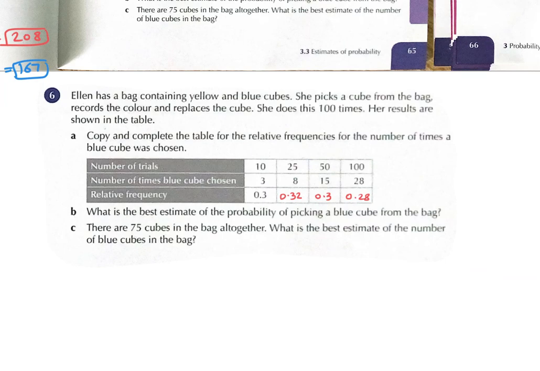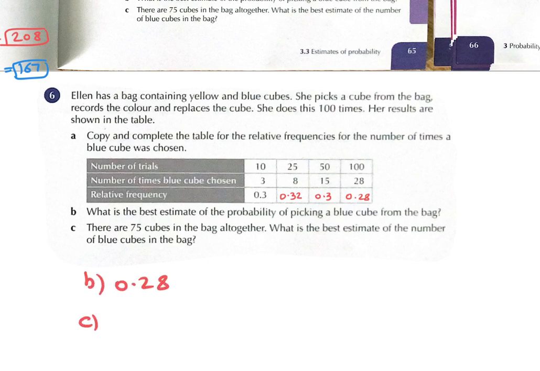Now B. Layan, what is the best estimate of the probability of picking a blue cube from the bag? 0.28. Why 0.28? Because the more the number of trials is increased. Yes, you are right. Because we have 100 times, the greatest number of trials gives you the best estimate for the probability. As you increase the number of trials, you get the best estimate for the probability. So the answer for B is 0.28.